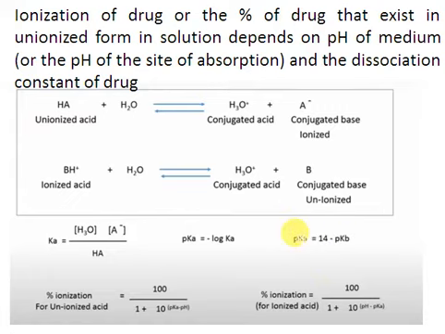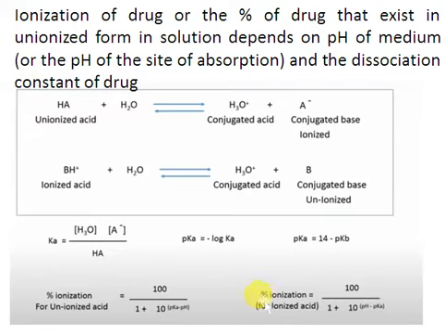So here you can calculate the percentage ionization of an unionized acid, and also the percentage ionization of an ionized acid, right? So you can tell which percentage of the unionized acid has been ionized and what's the percentage of ionized acid. You can calculate both by this simple formula. If you have to calculate the percentage ionization for an unionized acid, you divide 100 by 1 plus 10 to the power pKa minus pH.